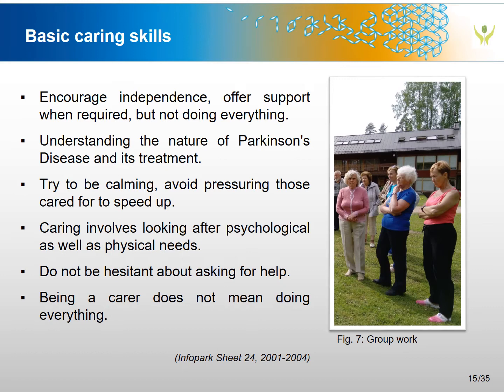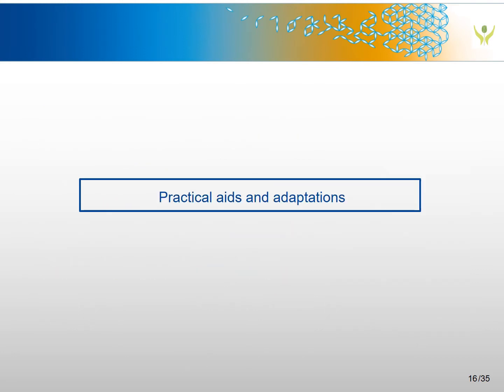Caring involves looking after psychological as well as physical needs. Try to ensure that family and friends maintain contact and keep memories alive through visits, photographs and letters. It is likely to be helpful and more enjoyable if you do things together. Always remember that everybody needs help at times and you should not be hesitant about asking for it. The best way to provide understanding, emotional support and physical help will depend on what you and the person you care for decide. We go on to discuss some practical aids and adaptations for caring.